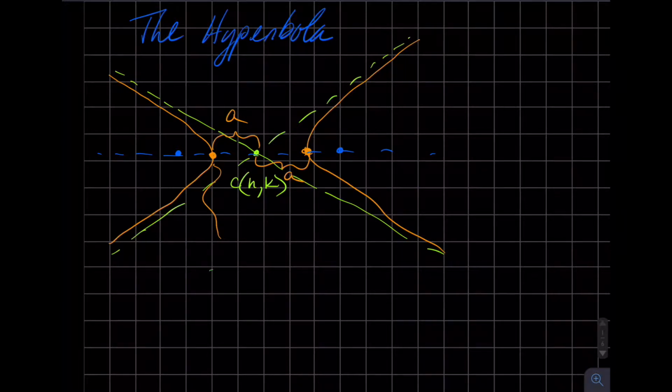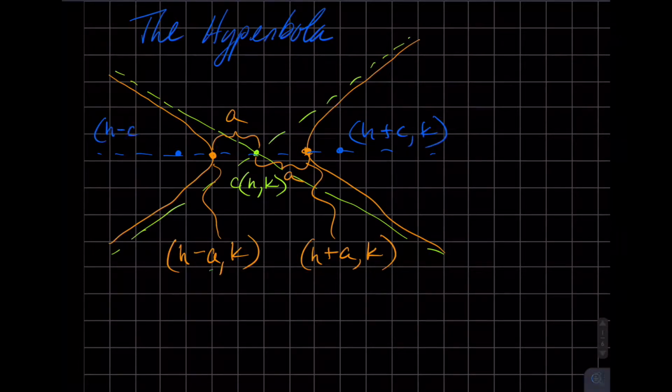And so how would we calculate that? Since this one's horizontal, we take the original H value from my center point and subtract the value of A, and then K would stay the same. To get the right hand vertex, I would take H plus A, comma K. And the foci are H plus C, comma K, and H minus C, comma K. This distance being C, and this distance being C from the center point to the focus point.